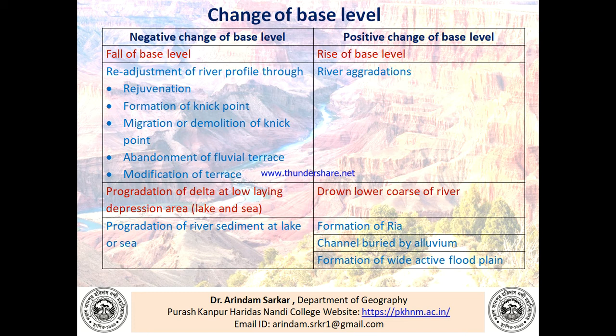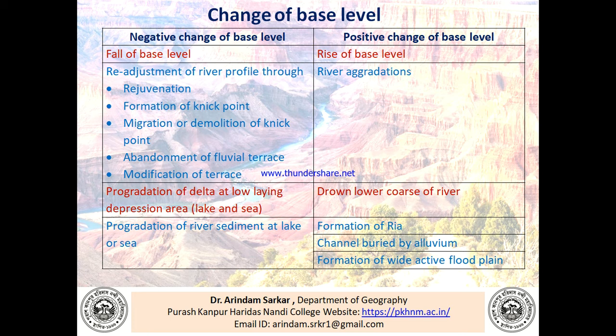That is also associated with the readjustment of the river profile through what processes? One is rejuvenation, then the formation of knick point, migration or demolition of the knick point, abandonment of the river terrace, fluvial terrace, and modification of terrace. Now the progradation of delta at low-lying depression areas and progradation of river sediment at a lake or sea. Those are associated with the fall of base level, that is, negative change of base level.